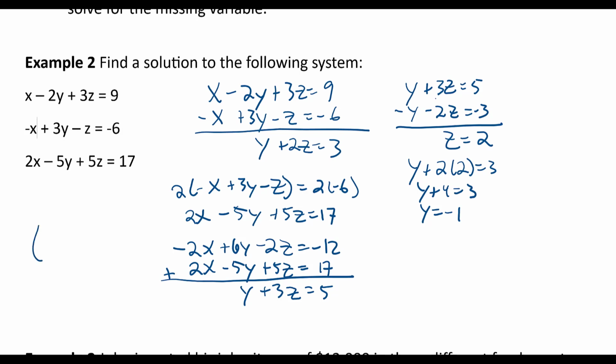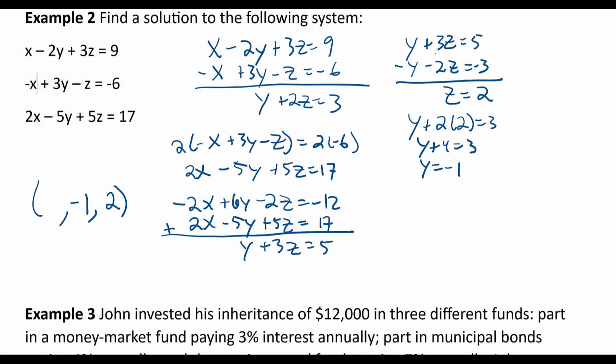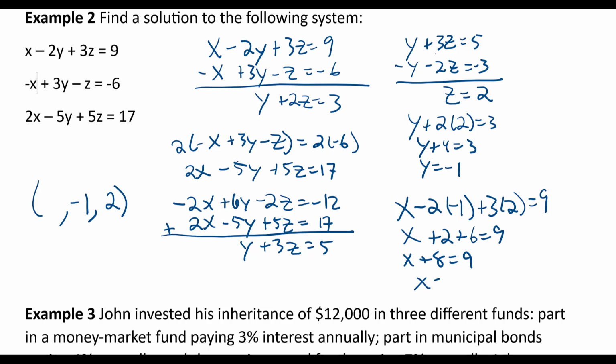So far we have negative 1 for the y. We have 2 for the z. Now we just need the x. So we could put it into either equation for the x. I'll just go with the first one, I guess. So it's x minus 2 times negative 1 for y plus 3 times 2 is 9. So that's going to be x plus 2 plus 6 equals 9. x plus 8 equals 9. Or x equals 1. So that's it.